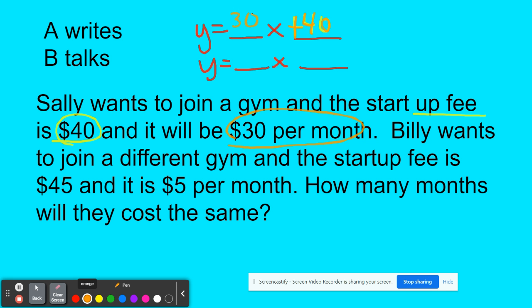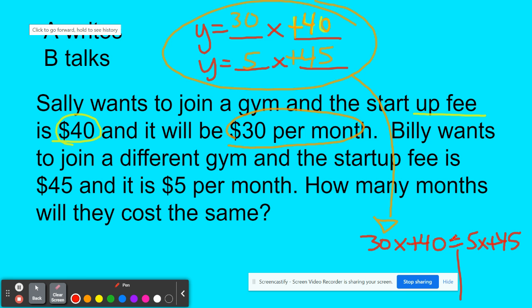All right. Billy wants to join a different gym. Startup fee is $45, and it's $5 per month. All right. Once you have this, do you remember what to do? You set them equal to each other. 30x plus 40 equals 5x plus 45. All right. You guys go ahead and solve this equation and give me what x is going to be.